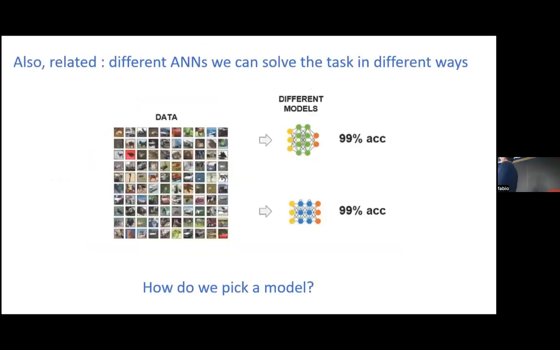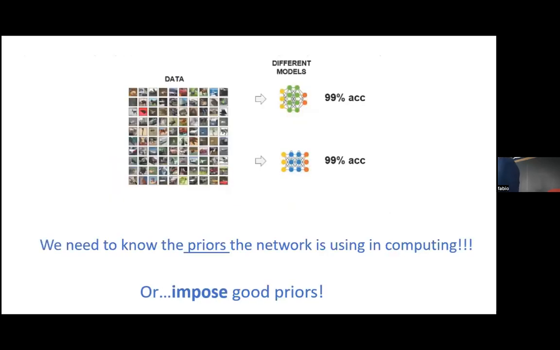Another point of view is related to different models. Suppose you have a bunch of data, images, but you can think of any signal, something that comes from physics or chemistry, whatever you want. Just pick images because that's what you find the most on the internet, actually. Suppose you have two models that, with respect to your task, are both at 90% accuracy. Which model do you pick? Okay. One of the main messages of this talk is that we need to know the priors the network is using to compute, or the other way around, we need to impose those priors on our architecture.